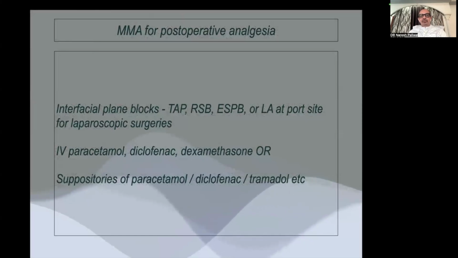Either you can use some interfascial plane blocks according to the surgery, TAP block, rectus sheath block, erector spinae plane block, or LA at the port site for laparoscopic surgeries. You can give IV paracetamol, diclofenac, dexamethasone, or there are suppositories available of paracetamol, diclofenac, tramadol, etc. You can use those for post-op analgesia.